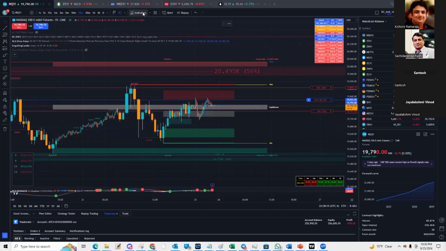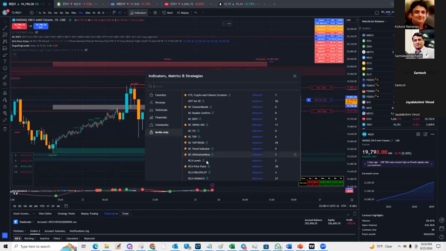I found another signal, like the price plot. This one, the price plot. Sorry, yeah, top trend. I'm saying top trend. Is it the top trend we are using?